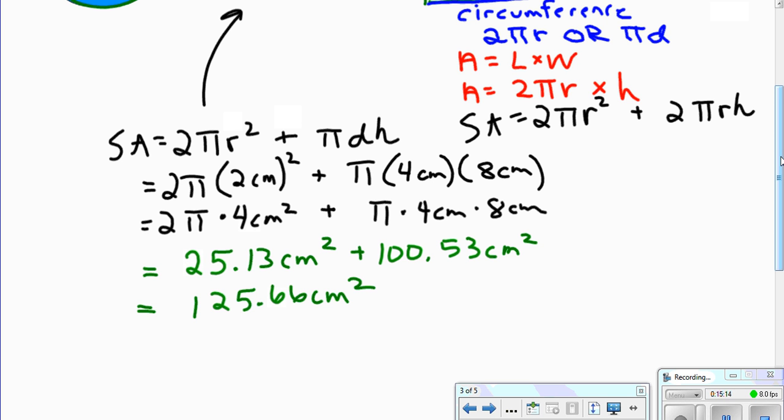So these first two examples have taken us a bit of time. I'm actually going to split this lesson into 2 videos. So those were our 2 basic examples, and on the back of your notes we have 2 more composite examples, and those will be in the next video.